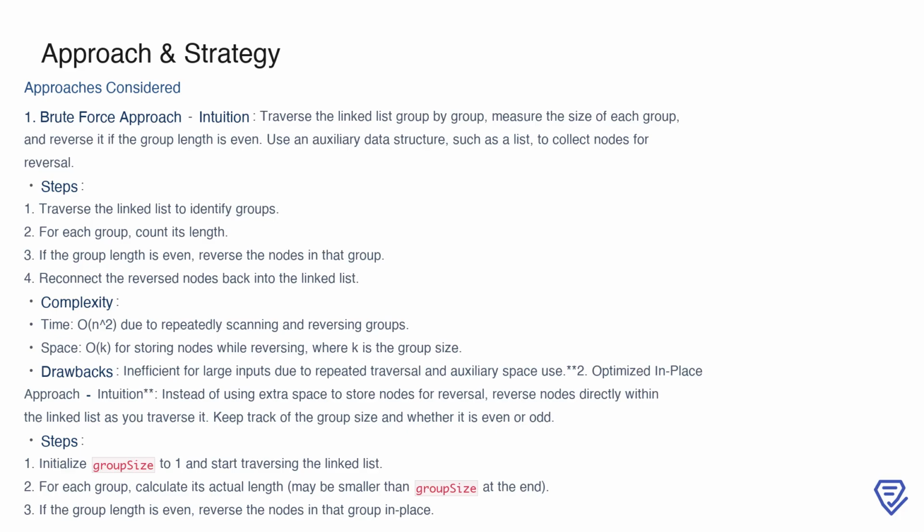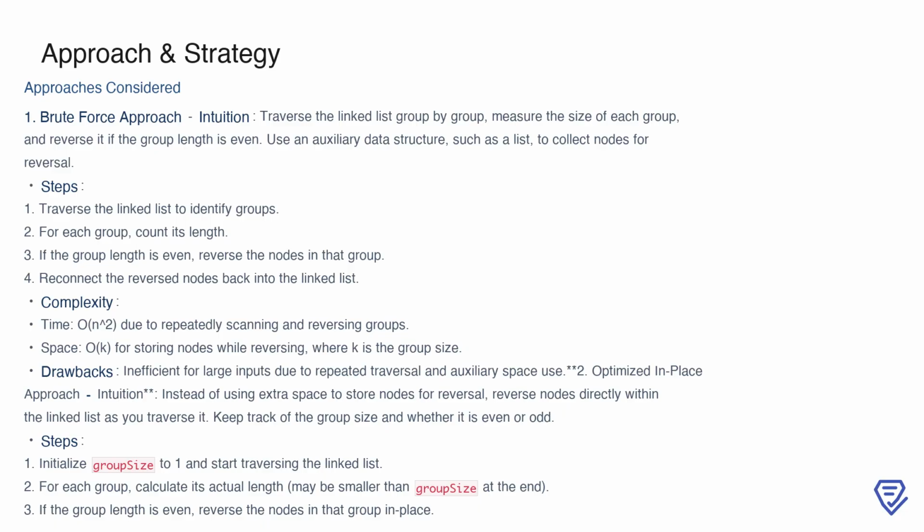The first is the brute force approach. The intuition here is straightforward: traverse the linked list one group at a time, measure the size of each group, and reverse the nodes within the group if the length is even. The steps involve identifying groups by traversing the list, counting their lengths, reversing nodes in even length groups, and reconnecting the groups back into the list. However, this approach has significant drawbacks. Its time complexity is n squared, because we repeatedly traverse and reverse groups, and it also uses additional space to store nodes temporarily. Due to these inefficiencies, it is not ideal for large inputs.